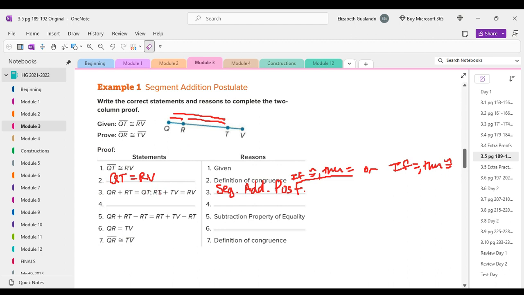So hopefully the same thing happens here. We have an RT. I'm going to change colors here. Sorry. We have an RT plus a TV equal to an RV. Yep, that is segment addition postulate as well. Okay, so that's what happens there.